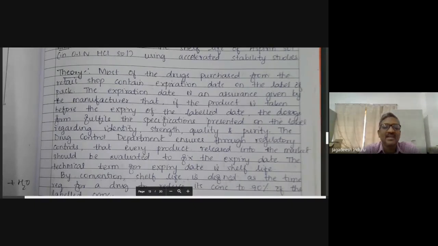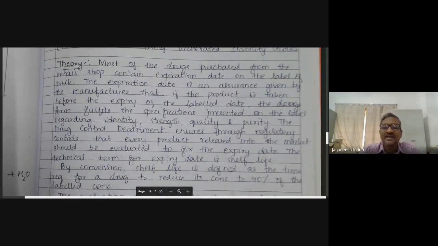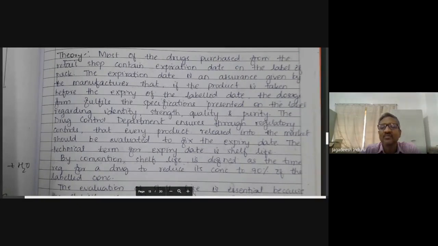The drug control department ensures the drug content, how much is present, as a regulatory control. Every product released into the market should be evaluated and the expiry period fixed, and only then will they allow the product to enter into the market.